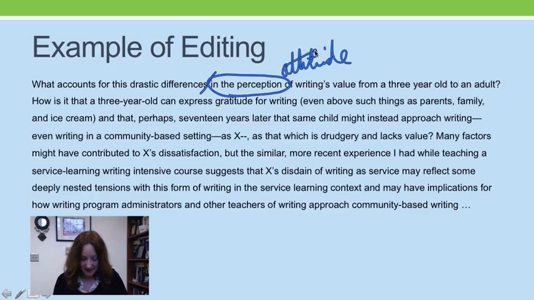What accounts for this drastic difference in attitude from a 3-year-old to an adult? How is it that a 3-year-old can express gratitude for writing, even above such things as parents, family, and ice cream, and that perhaps 17 years later that same child might instead approach writing, even writing in a community-based setting, as X, as that which is drudgery and lacks value.